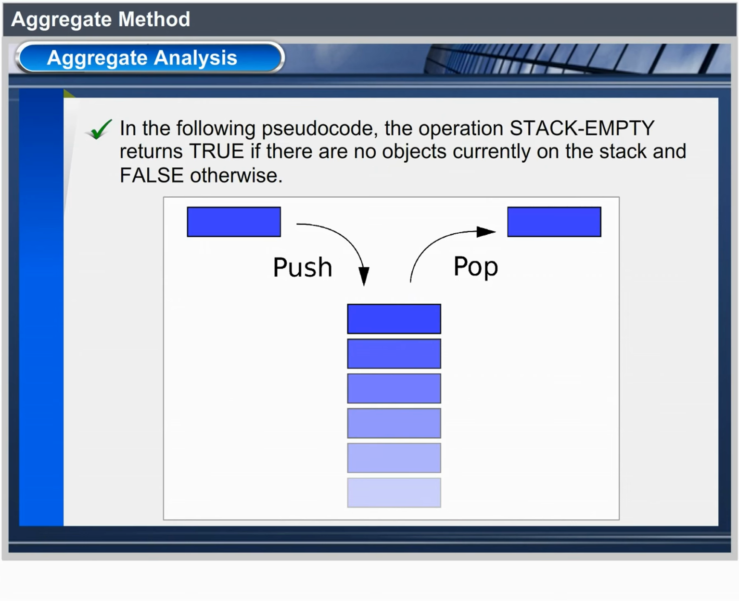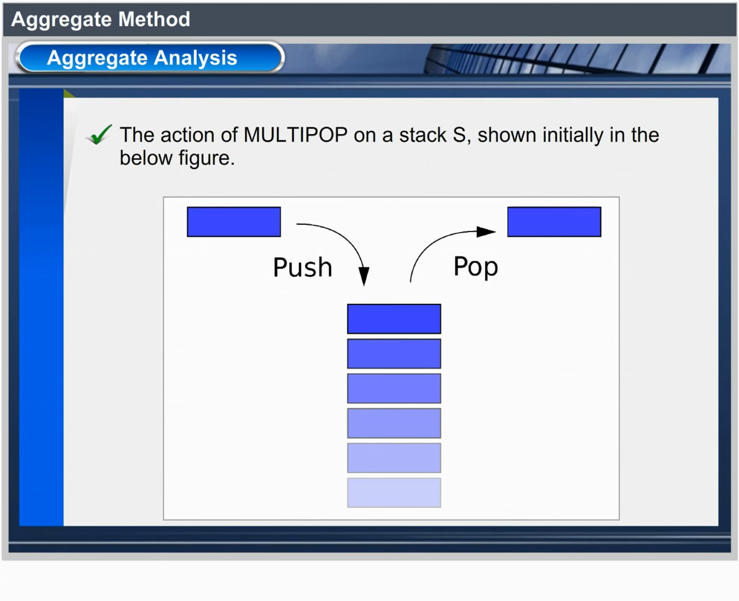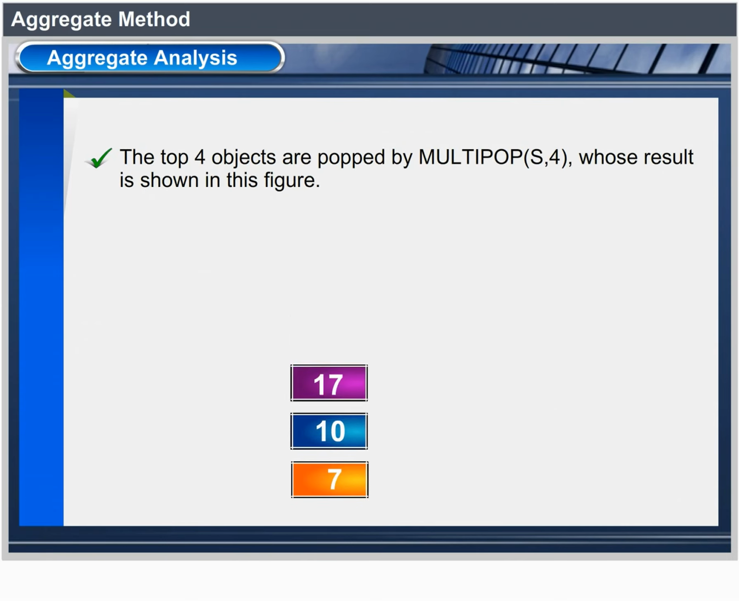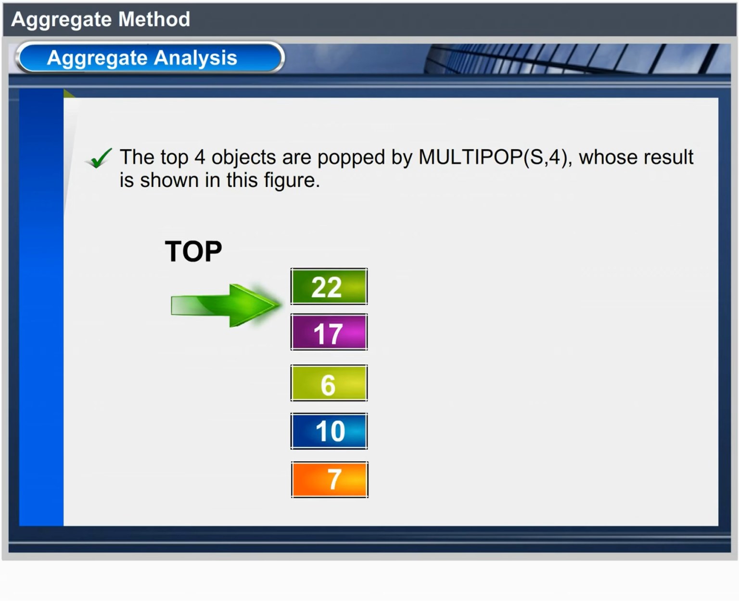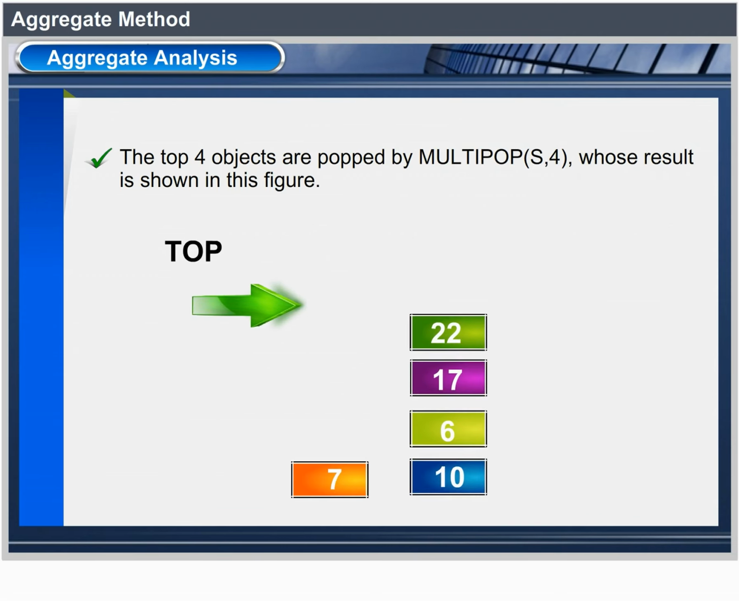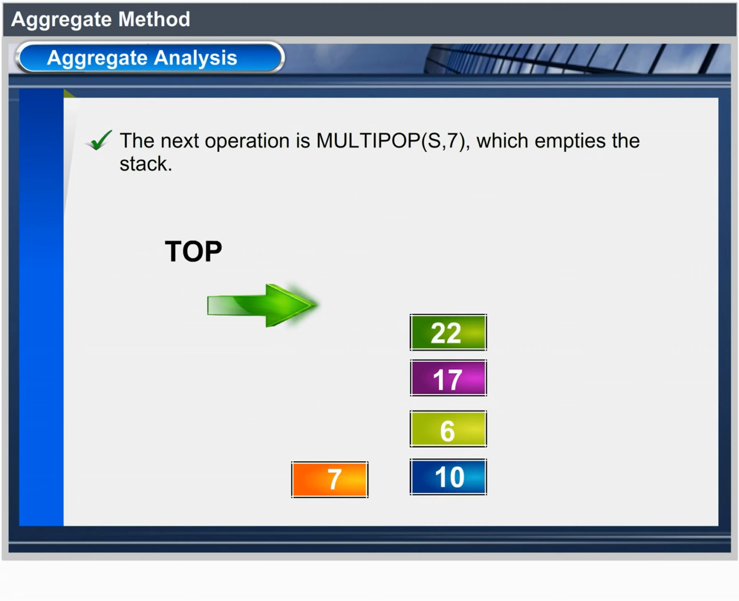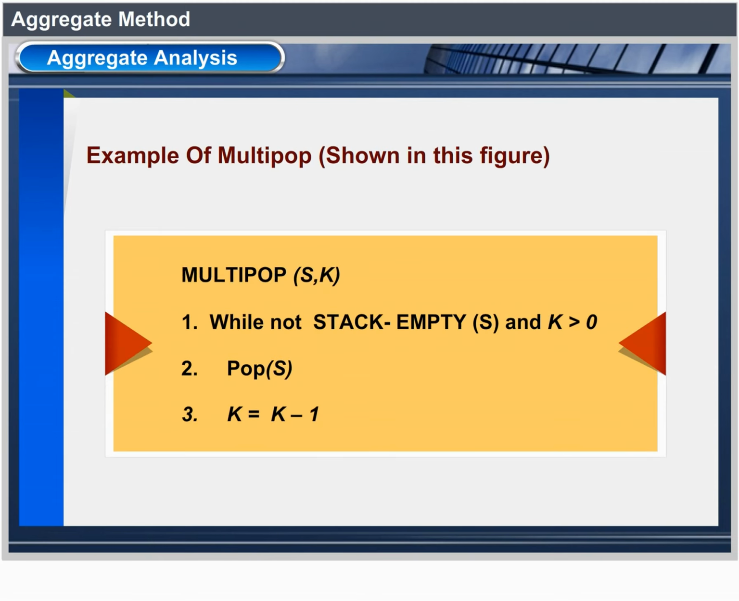In the following pseudocode, the operation stack empty returns true if there are no objects currently on the stack, and false otherwise. The action of multipop on a stack S is shown initially in the below figure. The top 4 objects are popped by multipop of S, 4, whose result is shown in this figure. The next operation is multipop of S, 7, which empties the stack. Example of multipop shown in this figure.